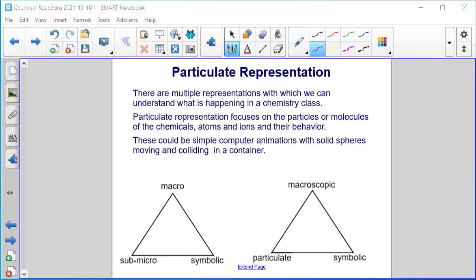Let's now look at these reactions from a particulate level. There are multiple representations with which we can understand what is happening in our chemistry class. Particulate representation focuses on the particles or molecules of the chemicals, atoms and ions, and their behavior. These could be simple computer animations with solid spheres moving and colliding in a container. So we have our macroscopic view, our submicro or particulate view, and our symbolic view. Take a closer look at these in the next few slides.